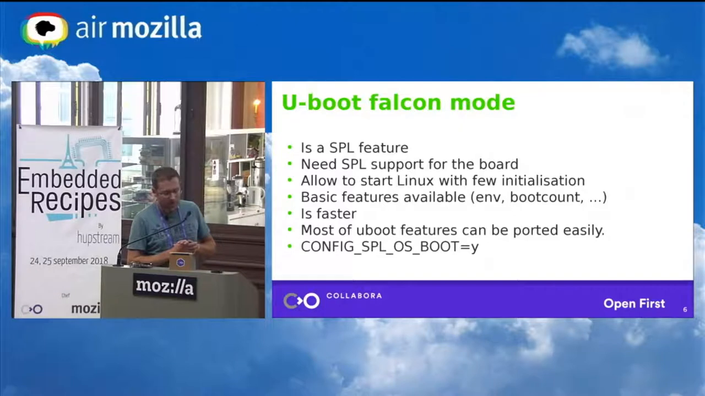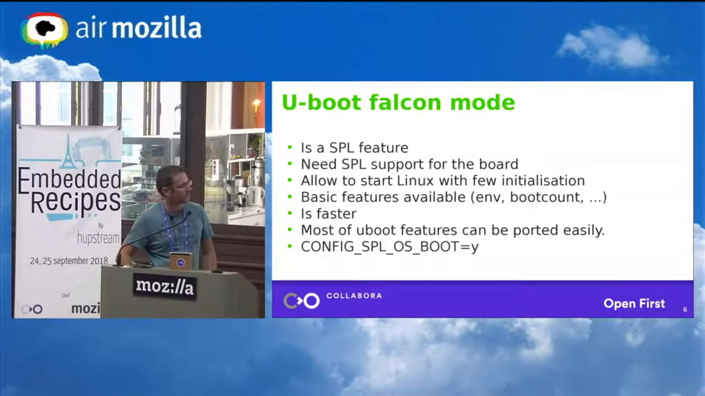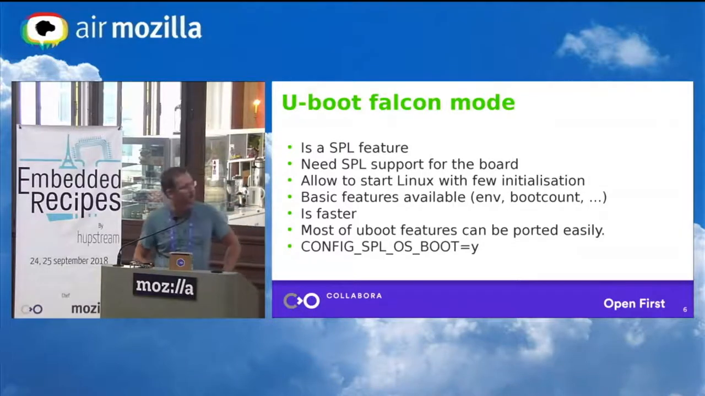Once you have the SPL support in your board, activating the Falcon mode is just enabling CONFIG_SPL_OS_BOOT in your configuration file, and potentially adding some other configuration like the name of the kernel. I will show you a concrete example later to let you understand what it is. Adding this support is simpler than we can expect, because I think booting faster can be really hard, but no, it's not. The SPL is really well done. The code is simple to read, really nice. So yes, it's easy to configure for your board.